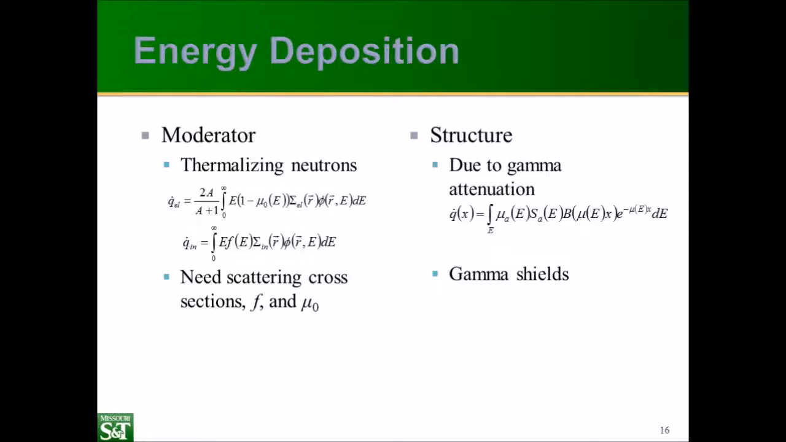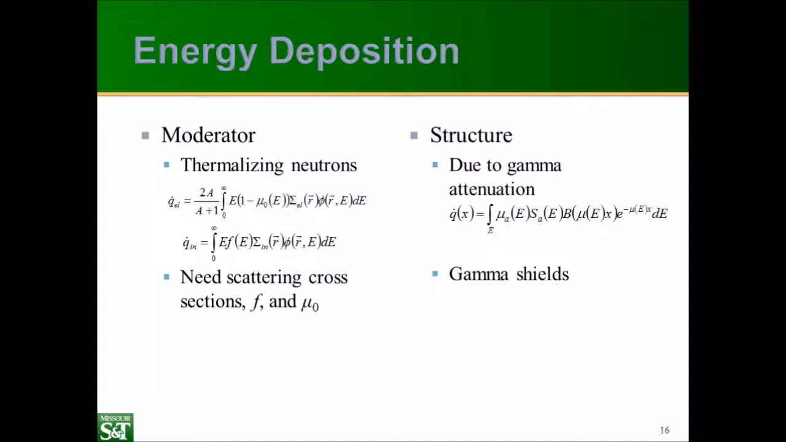In the moderator, the energy deposition is mostly due to inelastic and elastic scattering during the thermalization process. This actually decreases very rapidly with atomic mass of the target, which is why it's not very significant in structural components where the atomic masses tend to be higher. In the structure, heat generation is mostly due to gamma attenuation and gamma absorption. This is actually why there's a gamma shield in boiling water and pressurized water reactors.